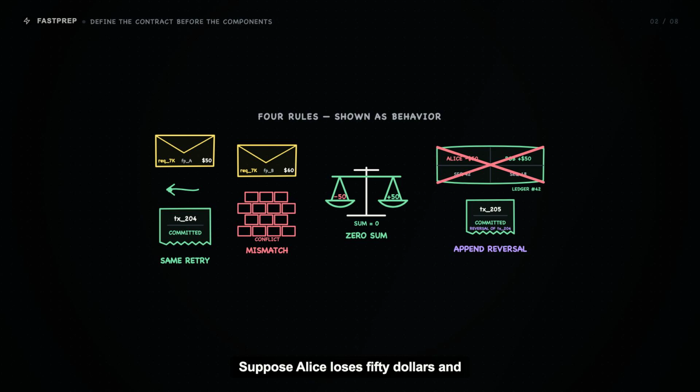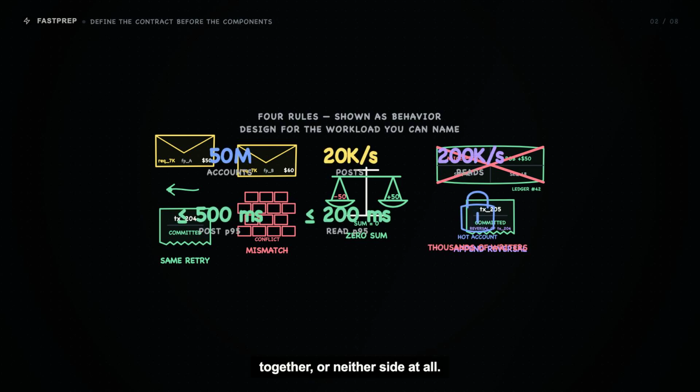Suppose Alice loses $50 and Bob gains $50. Negative 50 plus positive 50 equals 0. The ledger records both sides together, or neither side at all.